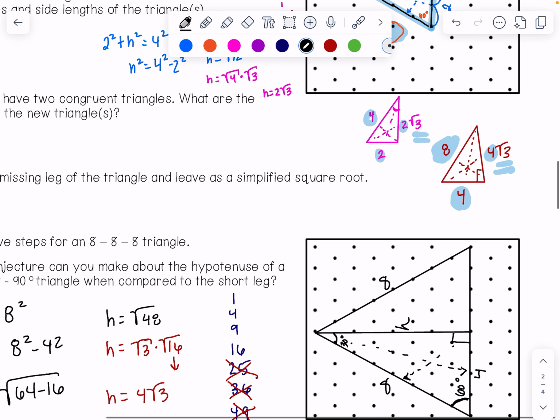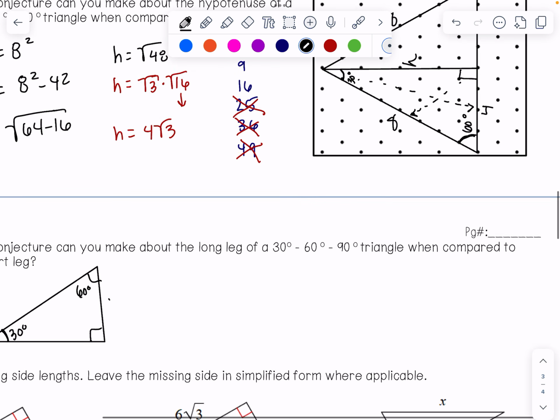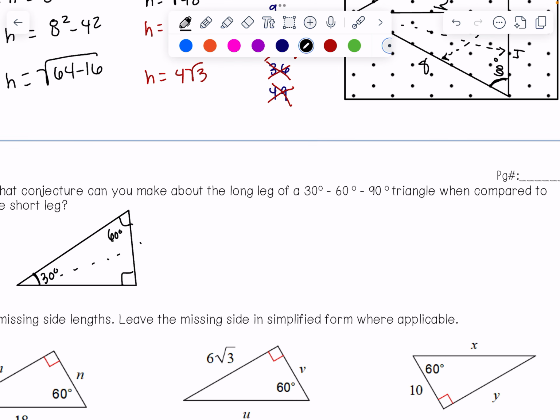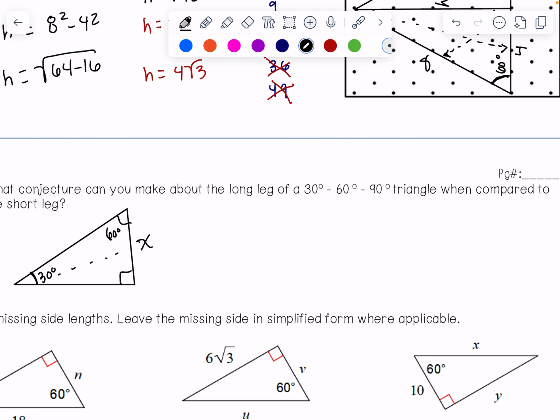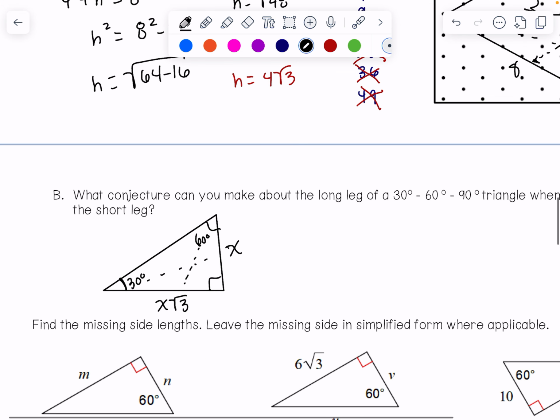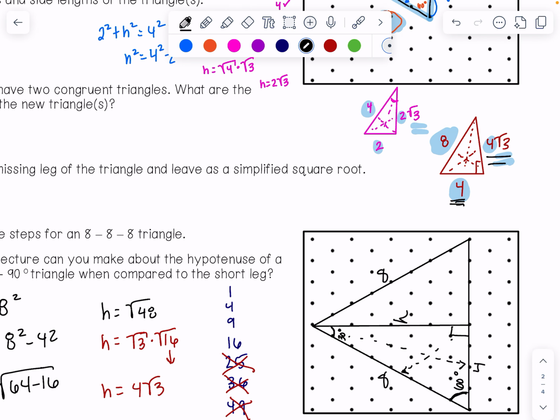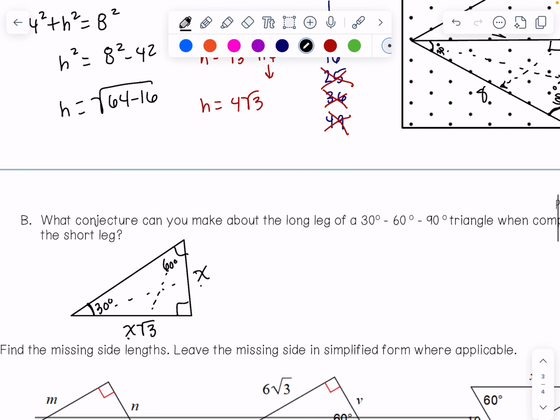For each of these, the relationship started in the legs. If I know what one leg is, then I can find my longer leg. So my short leg across from my 30, we can label x, whatever that is. My longer leg, I take that same value and I multiply it by root 3. Lastly, to get my hypotenuse, whatever that value was, we simply double it to get the hypotenuse.